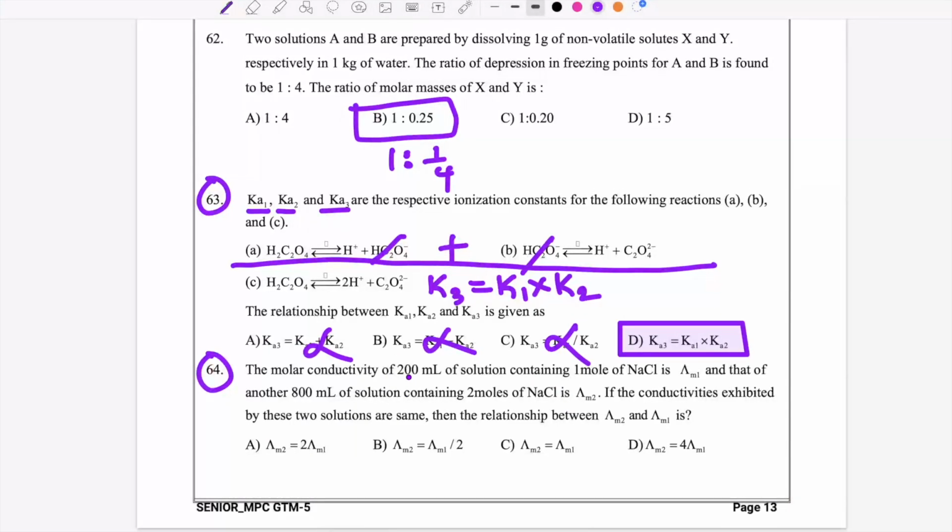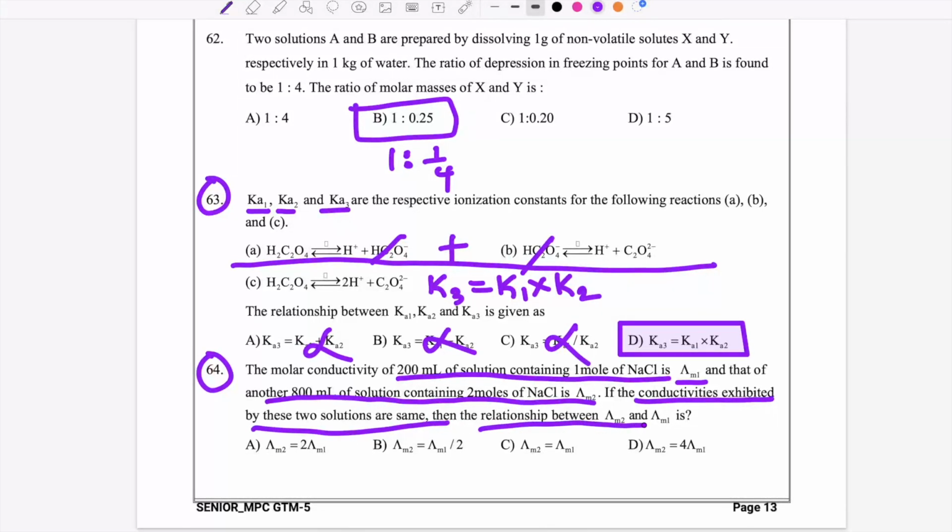The molar conductivity of a 200 ml solution containing 1 mole of NaCl is Λm1, and that of another 800 ml of solution containing 2 moles of NaCl is Λm2. If the conductivities exhibited by these two solutions are the same, then what will the relation between these two be? So we can solve this.